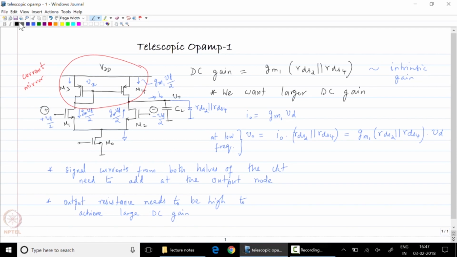Now we are very close to the intrinsic gain of the device. So we need to find out ways to improve the RDS of the device. The GM of the device is much harder to increase. We will now try to increase the output resistance of the op-amp.